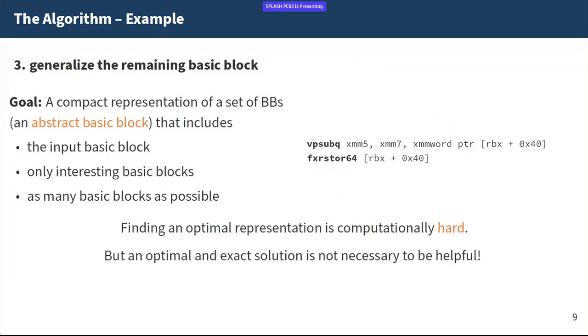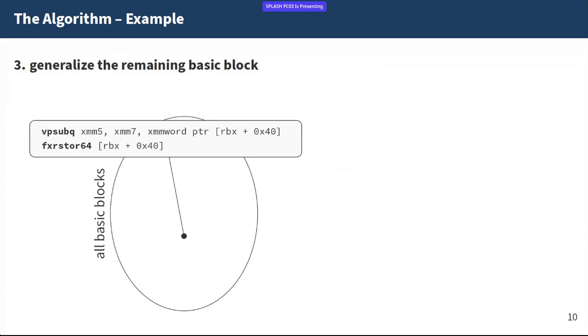However, we don't really need to have such an optimal and exact solution because our goal was just to produce insightful results that help users and developers. So what we do instead is approximate finding such an optimal representation with randomized algorithms. It works as follows. Again, we start with the pruned basic blocks, here represented as a single dot in the set of all basic blocks.